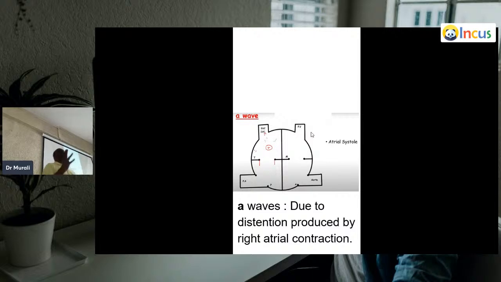Now, let us talk about the JVP. A wave, C wave, V wave, 3 positive waves. X descent, Y descent are the 2 negative waves. That's what you need to remember. So, what is the reason for the A wave?